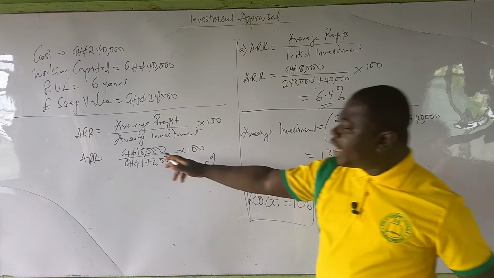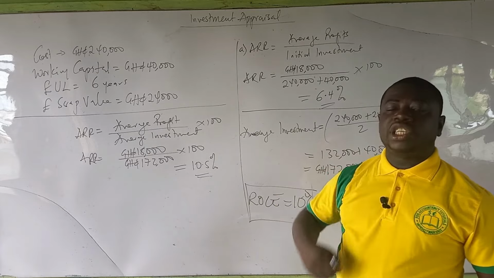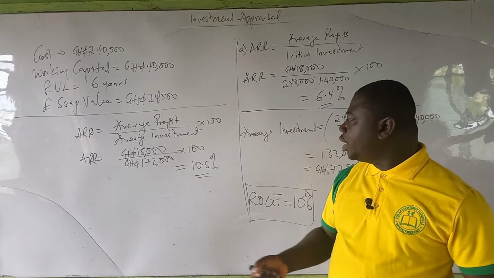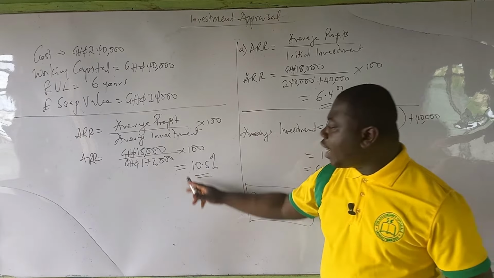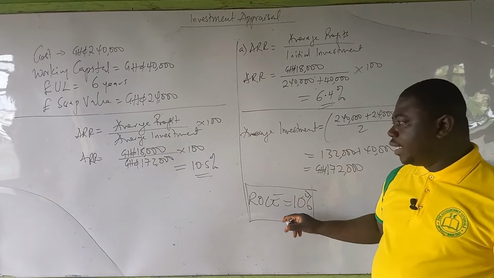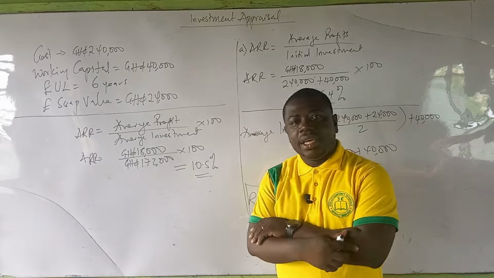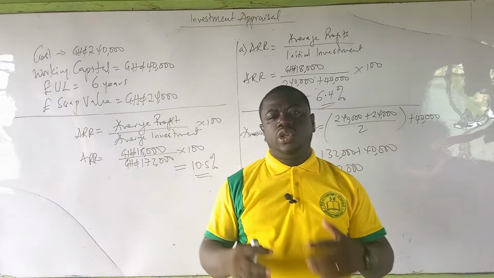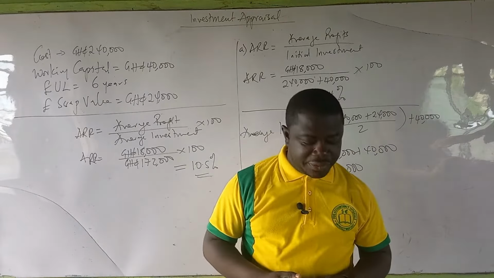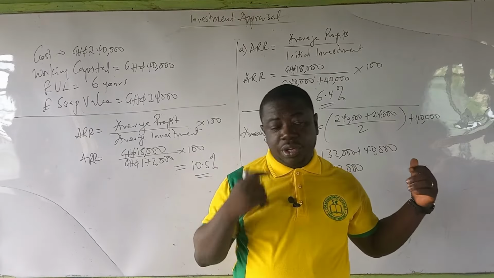But if you are going by the average investment approach, the project should be undertaken or accepted because the ARR is higher than the company's return on capital employed. And that is how to go by the accounting rate of return. I'm sure that this has been very exhaustive and you have really understood the accounting rate of return.